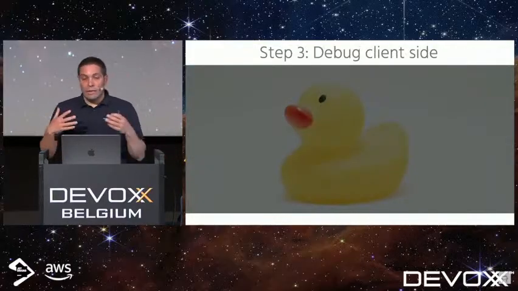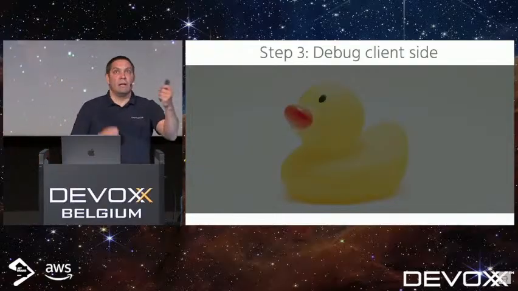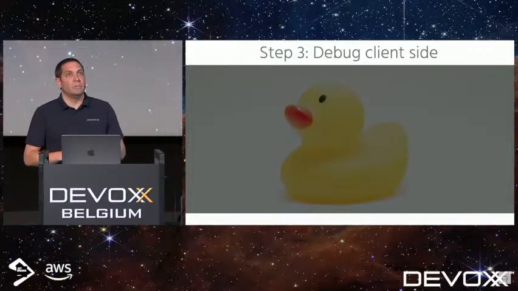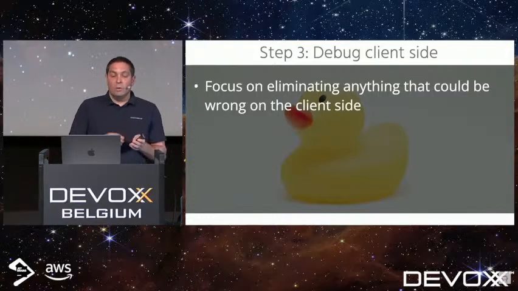So next step is to start looking at what's happening on the client side. So let's assume that a connection is something between a client and a server, right? Or a consumer and a producer, but there's typically two systems involved. So focus on eliminating anything that could be wrong on the client side.